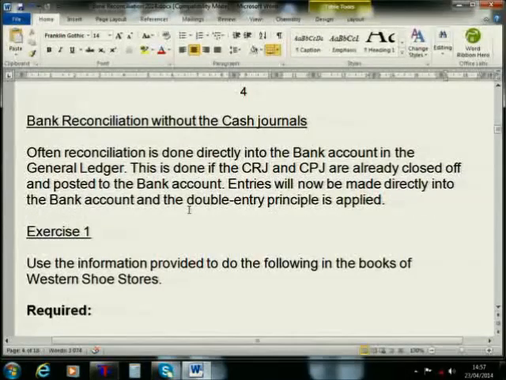Bank reconciliation without the cash journals. Often reconciliation is done directly into the bank account in the general ledger. If this is done, if the CRJ and the CPJ are already closed off and posted to the bank account, entries will now be made directly into the bank account, and the double entry principle is applied.